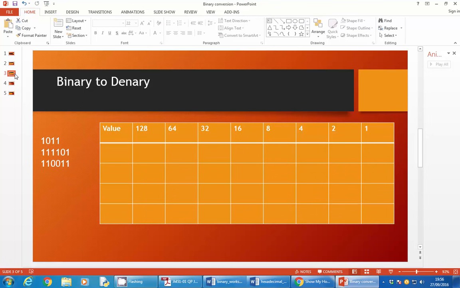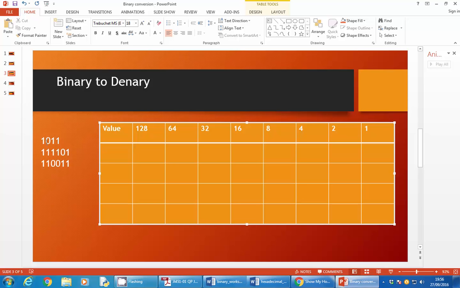Now, to go from binary to denary, this is what we do. Step 1, we create our table starting from 1 going to 128. We then start from the right hand side, because that is the least significant. We don't start from the left because that's the most significant. If we are trying to convert the number 1011, starting from the left is going to give us an incorrect answer.